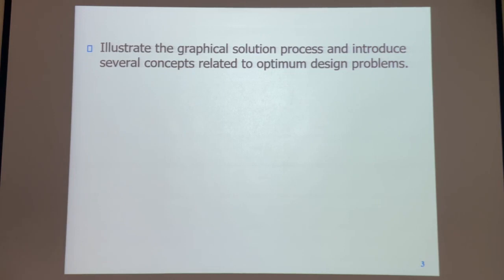Kaiser, could you read this? Illustrate the graphical solution process and introduce several concepts related to optimum design problems. We are going to use the graphical method by pencil and paper to draw your solution. Yeah, because after this chapter, we are going to use computer. But for this chapter, the graphical method prepares you to understand the application concept better.